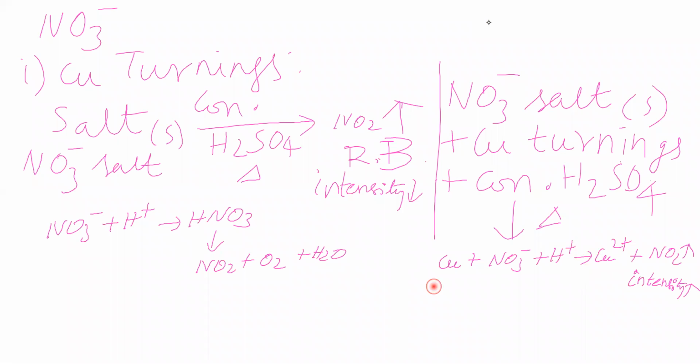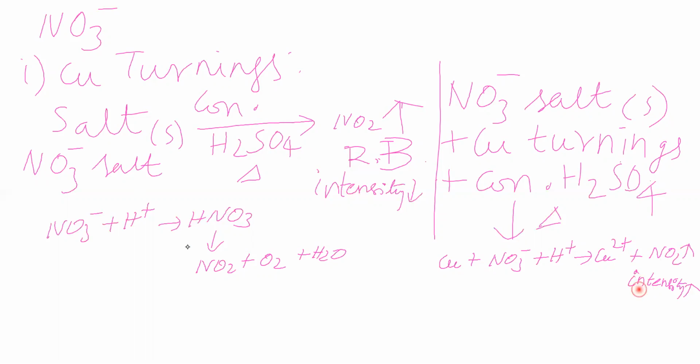Why? Because one is forcing another. Copper is forcing nitrate to undergo reduction. Nitrate is forcing copper to undergo oxidation. Therefore, the rate of reaction is high here. Here it is not like this. Here there is only nitric acid, which itself should undergo decomposition. Therefore, the rate of reaction is low here and high there, so the intensity of NO2 fumes will be high in one and low in the other.